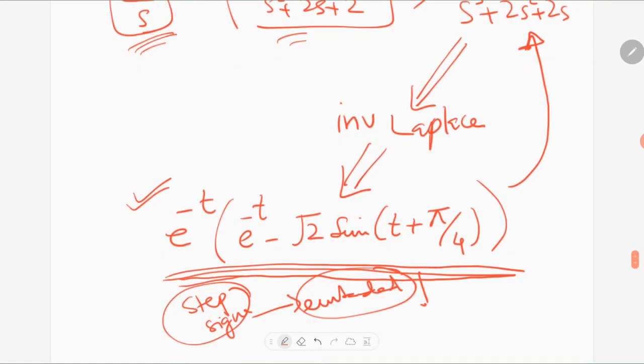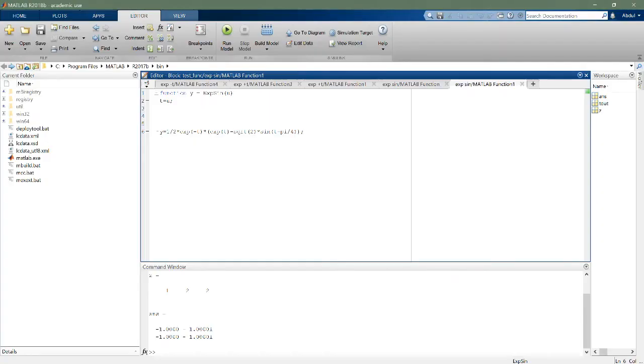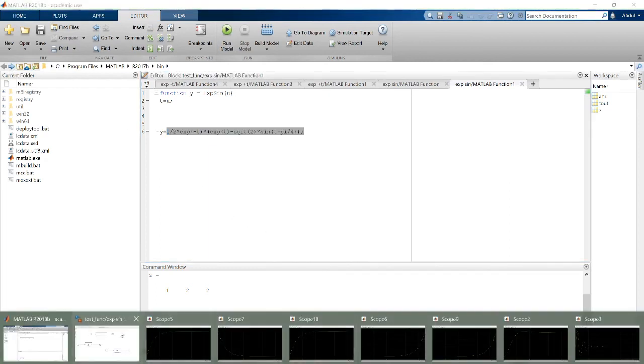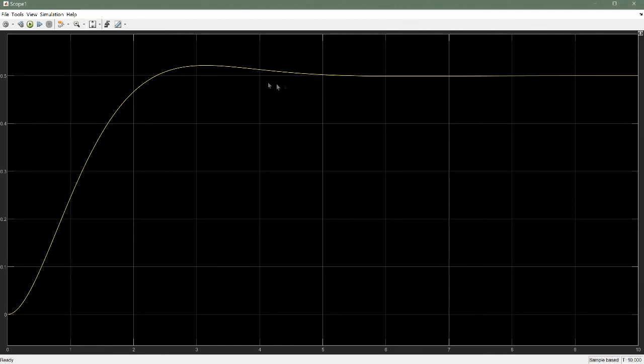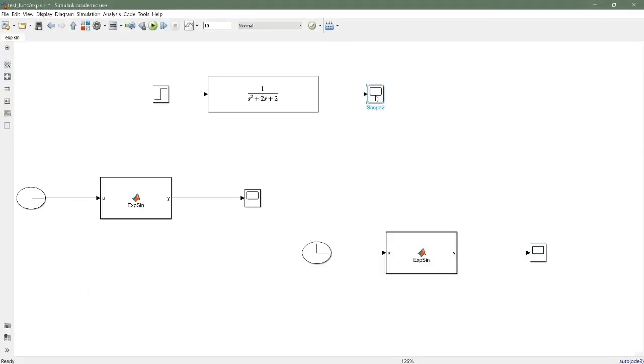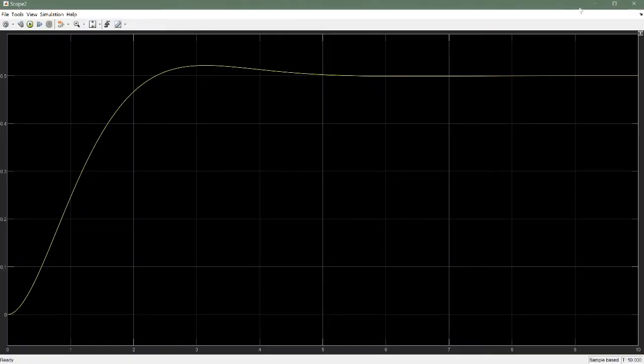So let's go back to Simulink and try to simulate. I have written this equation over here, and if we simulate it, it will be something like this. So you see, it's the same signal as we would get in this Laplace transform.